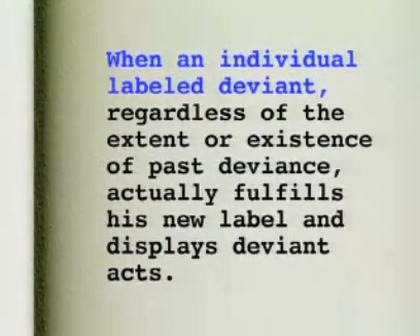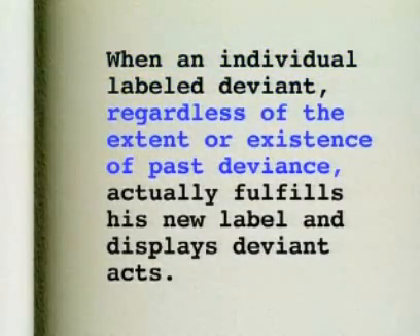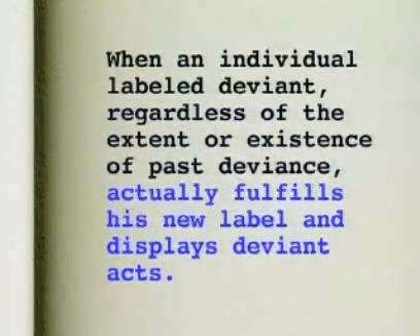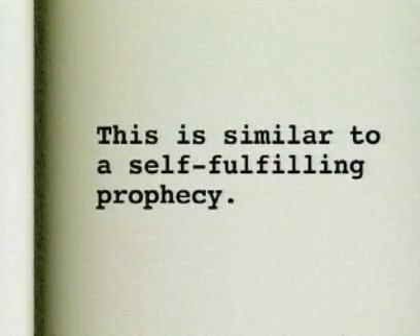Secondary deviance is when an individual labeled deviant, regardless of the extent or existence of past deviance, actually fulfills his new label and displays deviant acts. This is almost like some kind of self-fulfilling prophecy.